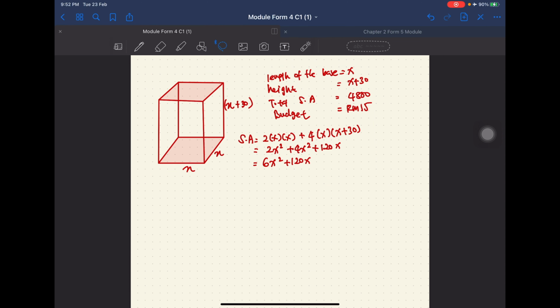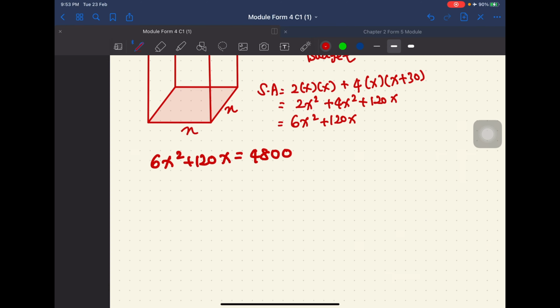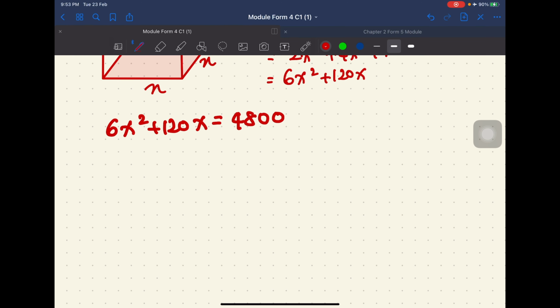Okay, then. Okay, apa maklumat yang kita ada? So, surface area, so kita boleh equate. So, 6x square plus 120x is equals to 4800. So, based on the previous exercise, we know that in order to factorize or to solve the quadratic equation, we need to change kepada general form, which is equals to 0. Okay, so 6x square plus 120x minus 4800 is equals to 0.